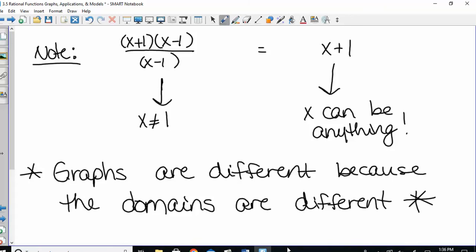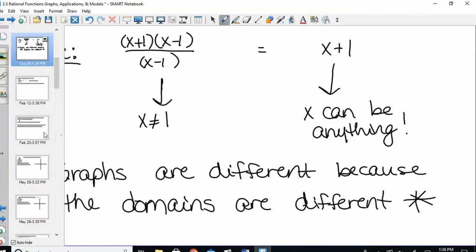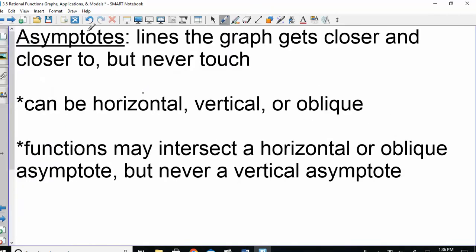All right. So far, so good? When we graph rational functions, we are going to have a lot of asymptotes. Asymptotes are lines that we get close to without actually touching. We're just continually getting closer and closer. We will look at 3 different types: horizontal, vertical, and oblique. Sometimes the oblique is called a slant asymptote. Basically, it's any line that isn't horizontal or vertical.